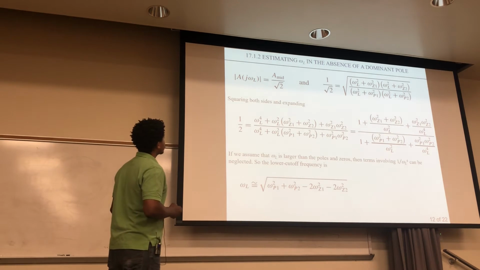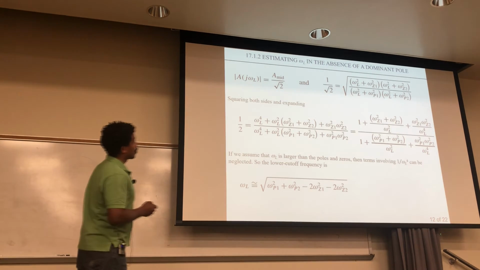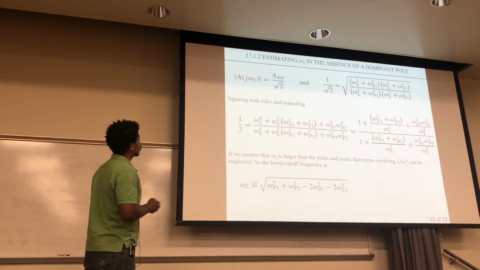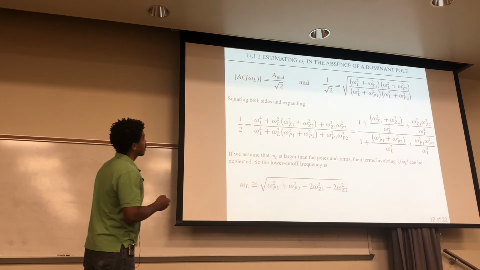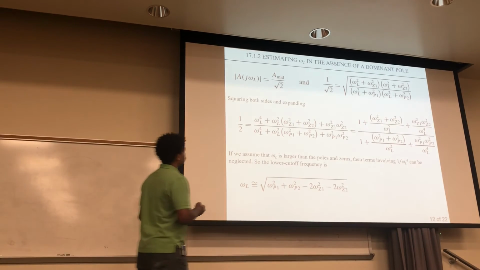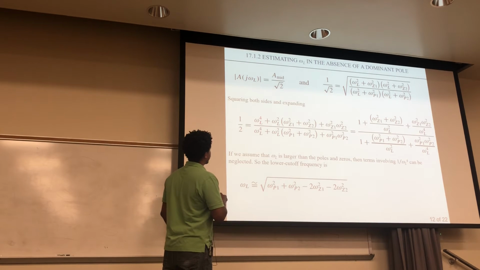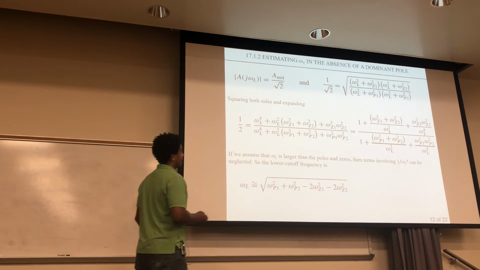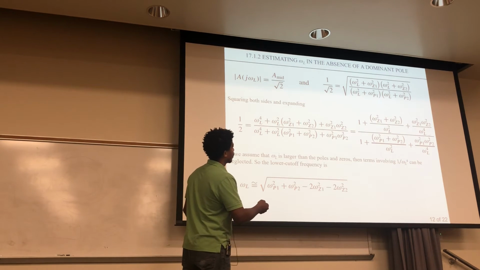And then from this, you can square both sides of that. So this 1 over square root of 2 becomes 1/2. This expression, if you square it out and expand it, looks like this. You can also divide the top and the bottom by omega L to the 4th, right? And then you have these terms right here.